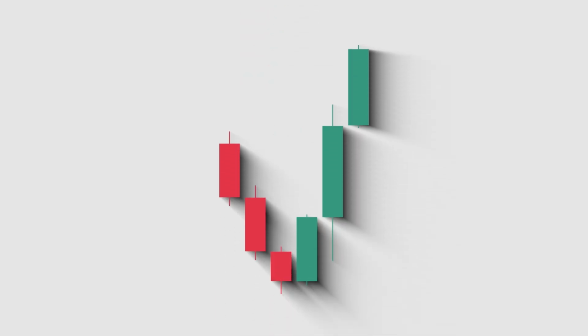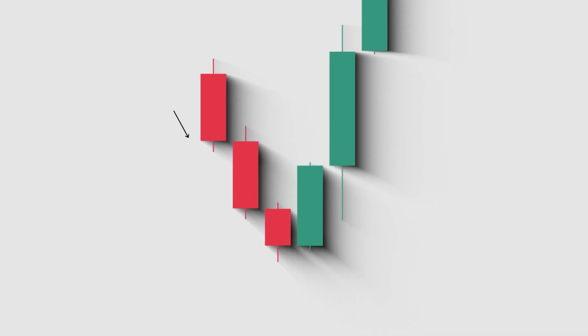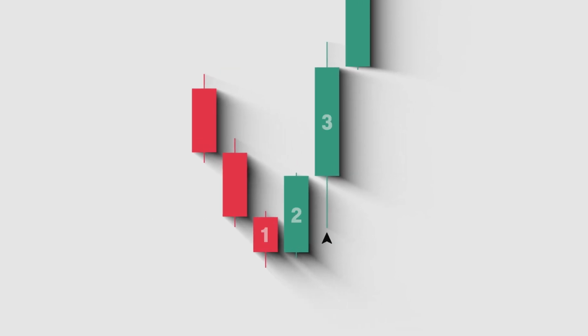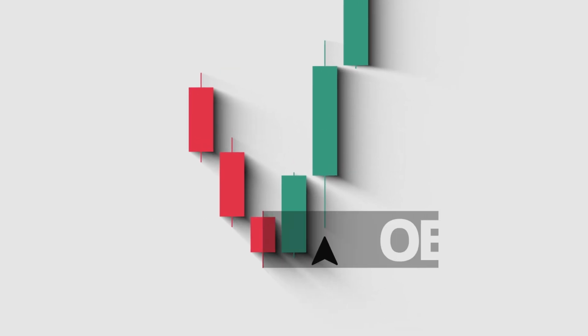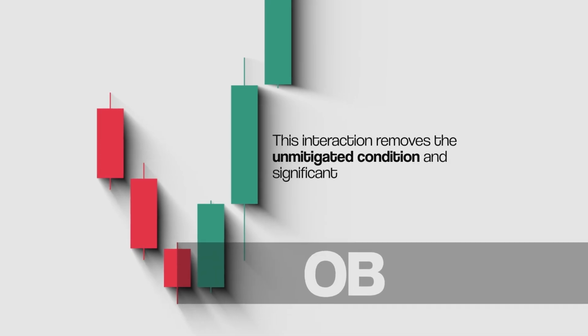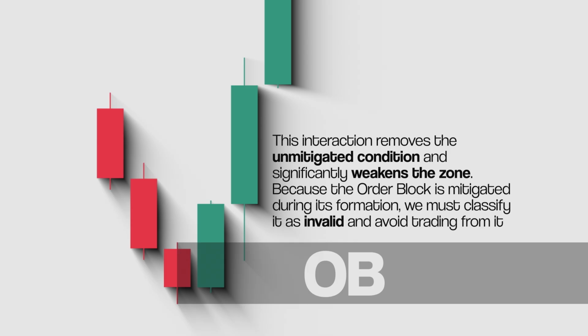In the second scenario, we again observe a short-term bearish move composed of 3 bearish candles, with the final candle performing a liquidity sweep. However, in this case, the wick of the third candle drops directly into the potential order block zone, effectively mitigating it. This interaction removes the unmitigated condition and significantly weakens the zone. Because the order block is mitigated during its formation, we must classify it as invalid and avoid trading from it.